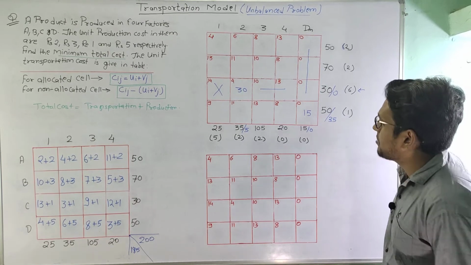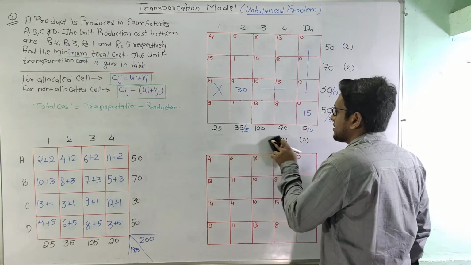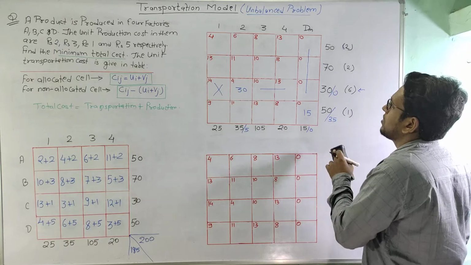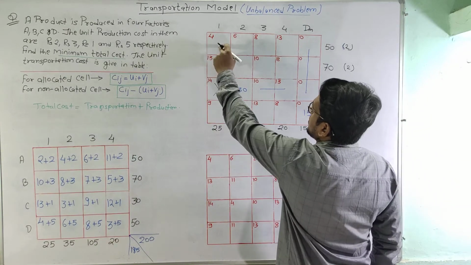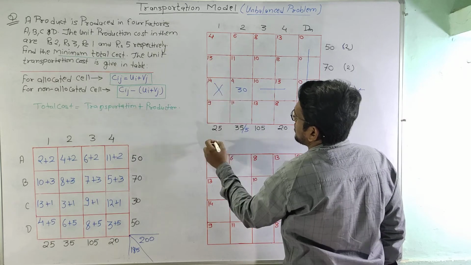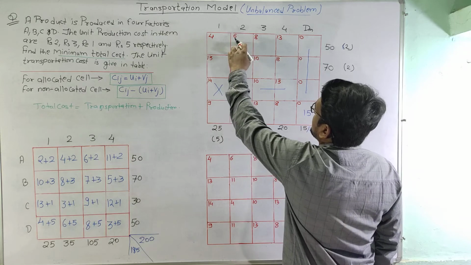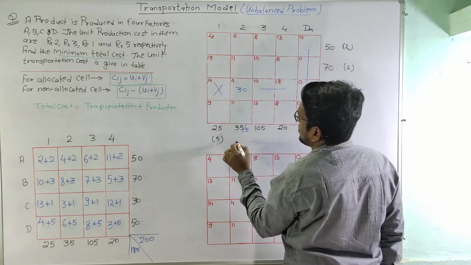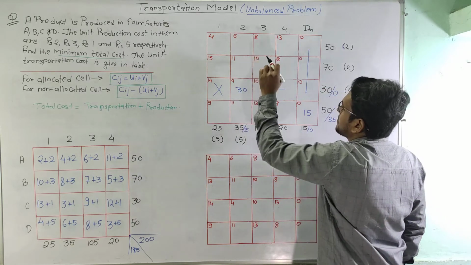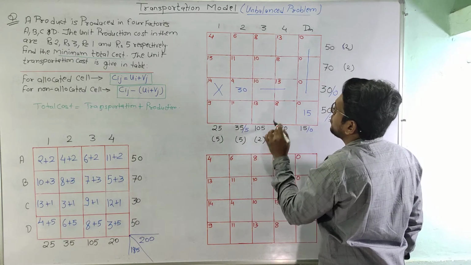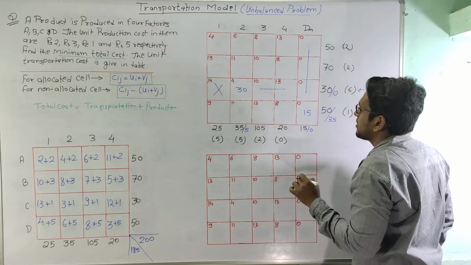Okay, so now again we need to calculate the penalties. So let us calculate the penalties quickly. Minimum is 4, next minimum is 9, so this will be 5. Minimum is 6, next minimum is 11, so this is also 5. Here minimum is 8, next minimum is 10, so this penalty is 2. Minimum is 8, next minimum is also 8, so penalty is 0.